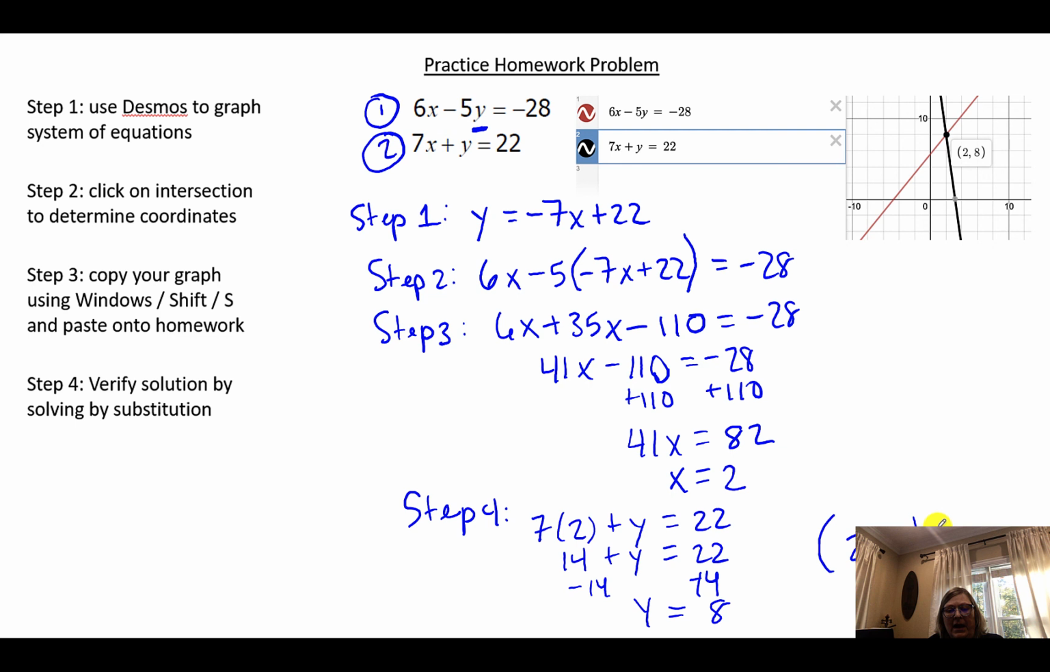And again, the reason I can substitute right here is because I'm looking specifically for the point that solves both equations. So that's why it's legal for me to substitute in this y equals minus 7x plus 22 into the other equation, because I'm looking for a place that is this specific y where they're the same. All right.